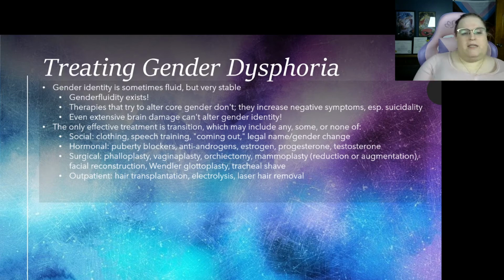Also quite common is some form or another of facial reconstruction surgery to correct the impact of going through the wrong puberty initially on bone structure in the face. Two more that are relatively uncommon but are out there are what's called Wendler glottoplasty and tracheal shave. These reverse the effects of quote-unquote male puberty on the vocal cords and the Adam's apple.